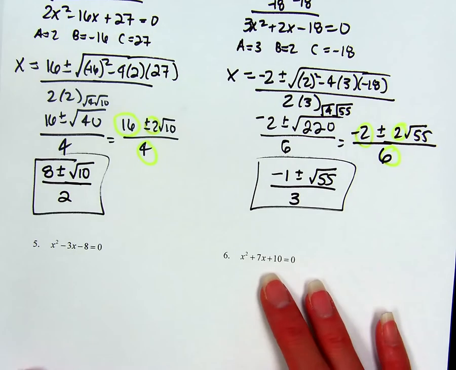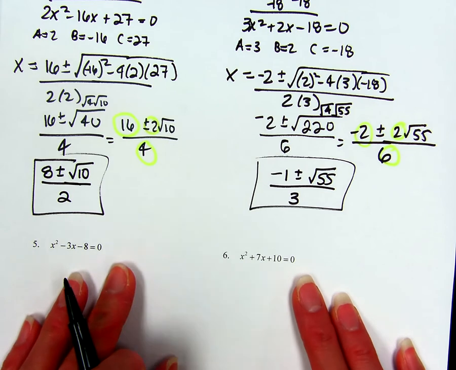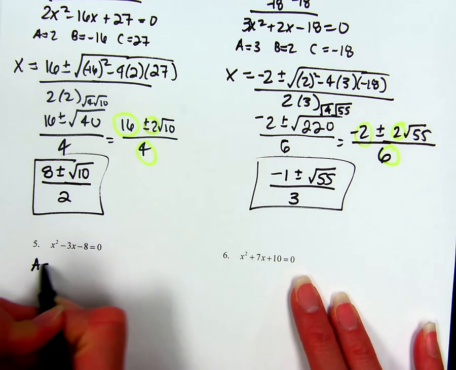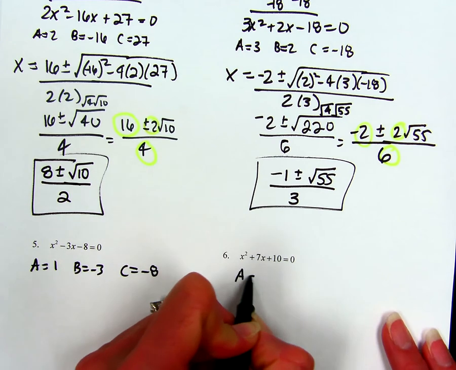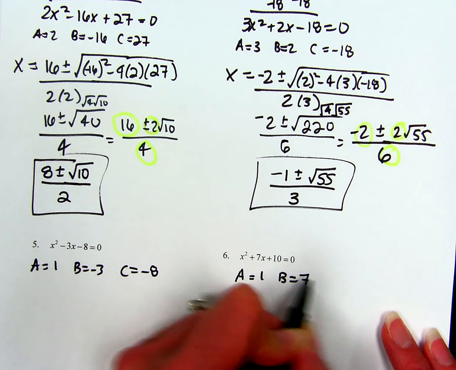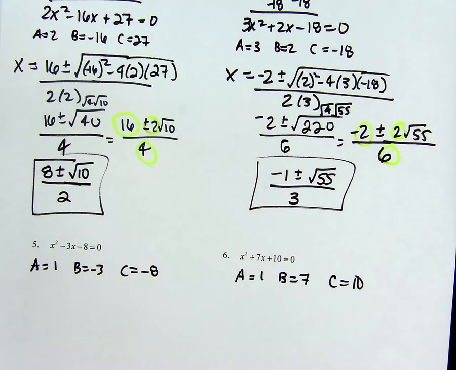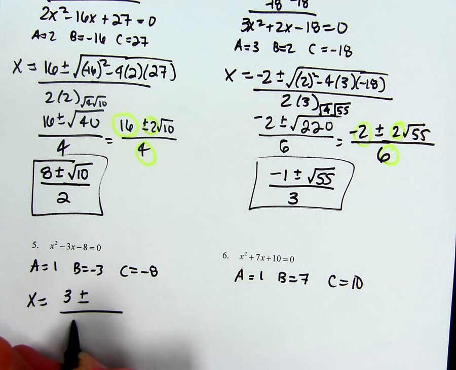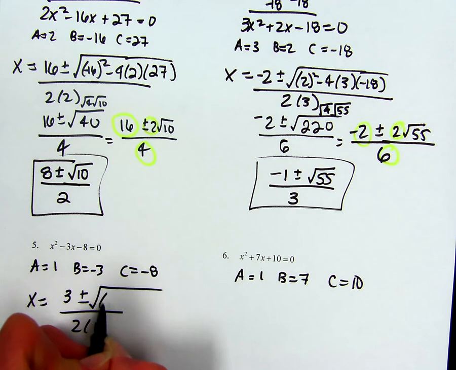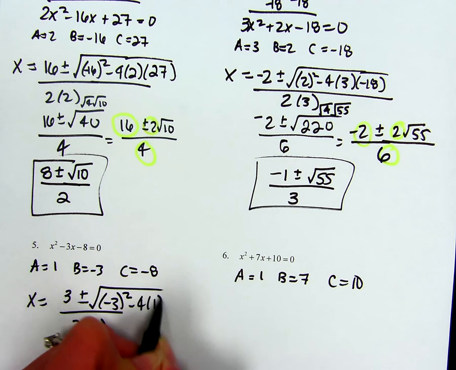All right, 2 more problems. These already say equal 0, so we don't need to move anything over. Just let's identify A, B, and C. Here's A, B, and C. Okay, so we're going to do x equals opposite of b, which is positive 3, over 2a, which is 2 times 1, and b squared minus 4 times a times c.